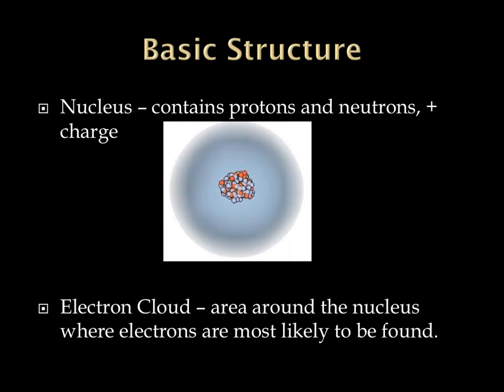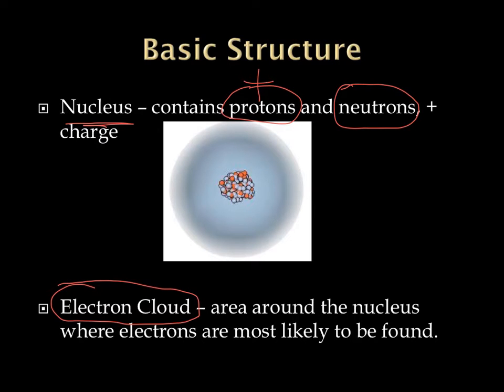Here's the basic structure of an atom. You have the nucleus, and in that nucleus you find the protons and the neutrons. Since the protons have a positive charge and the neutrons have no charge, that makes the nucleus the place of positive charge. The other part is the electron cloud, the area around the nucleus where you can find electrons, at least most likely. They're there most of the time. Electrons are highly unpredictable particles, and we'll be learning more about them as we go through this unit.